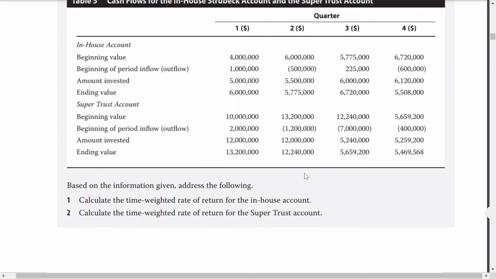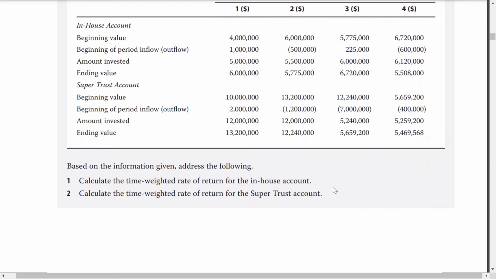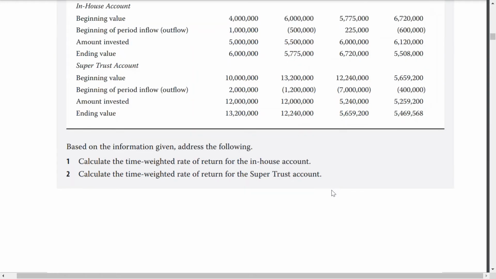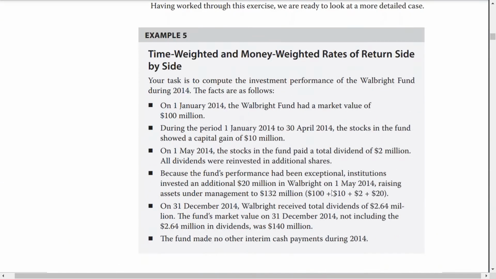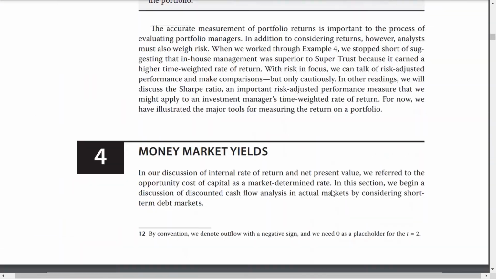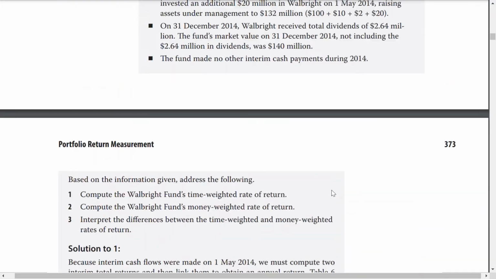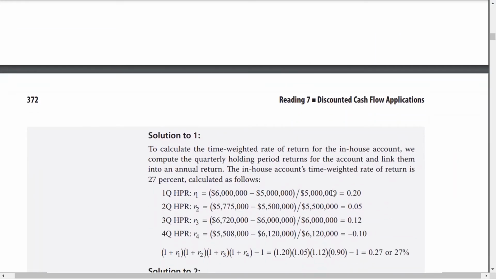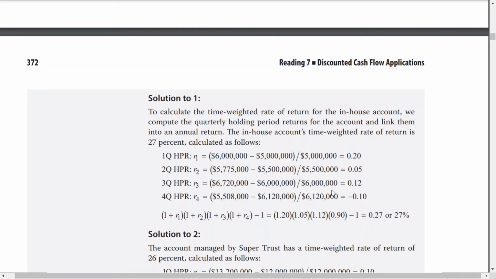1. Calculate the time-weighted rate of return of the in-house account. 2. Calculate the time-weighted rate of return of the super trust account. Okay, so solutions to 1. To calculate the time-weighted rate of return for the in-house account, we compute the quarterly holding period returns for the account and link them into an annual return. The in-house account's time-weighted rate of return is 27%, calculated as follows. So this.